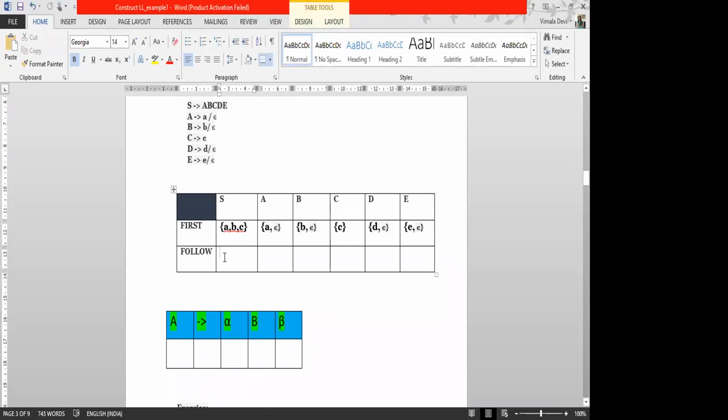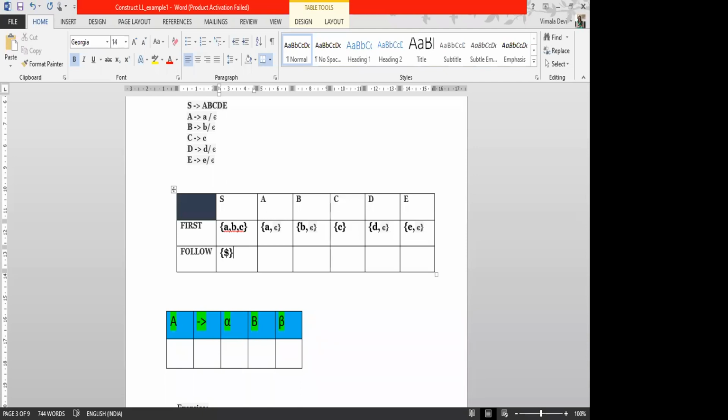For the start symbol of the grammar, by default, I have to include the dollar. So S is the start symbol for this given grammar. So follow set of S contains dollar, right? Now, I have to select or search for the rules in my grammar which has S on the right hand side. Can you find any rule as of now? No. We don't have any rule which has S on the right hand side of the production rule. So further, nothing to explore about follow set of S. So follow set of S contains only dollar.